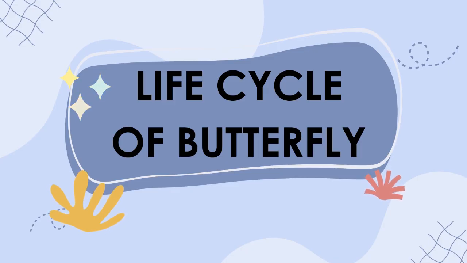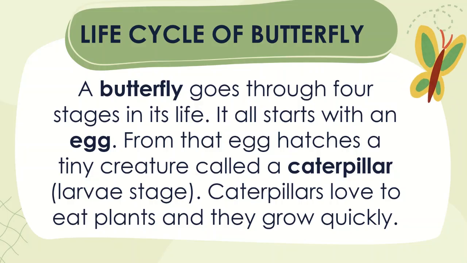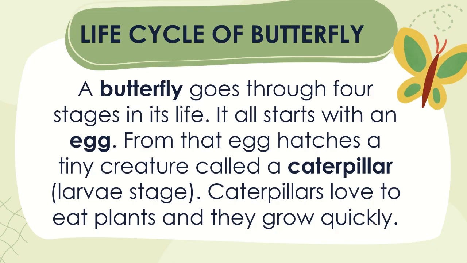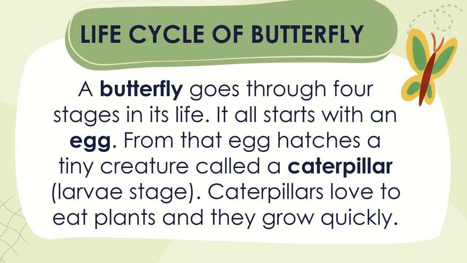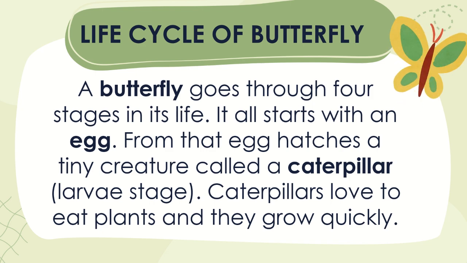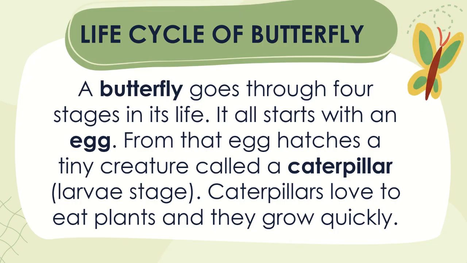We are going to discuss the life cycle of butterfly. A butterfly goes through 4 stages in its life. It all starts with an egg. From that egg hatches a tiny creature called a caterpillar, or the larvae stage. Caterpillars love to eat plants and they grow quickly.